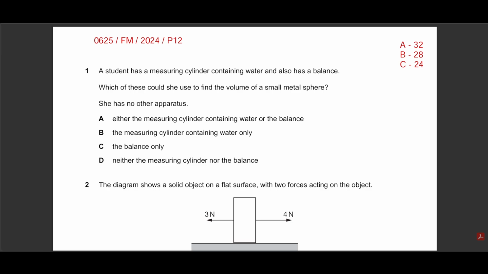0625 Physics Paper 1-2. The first question says a student has a measuring cylinder containing water and also has a balance. Which one of these should she use to find the volume of a small metal sphere? She has no other apparatus or no other choice. So either the measuring cylinder containing water only, balance only, both, or neither. Now, the beam balance, or the measuring balance as you can say, is actually used to measure mass. Since the person only wants to measure volume, we only need a measuring cylinder to do that. So that will be a very clear option B for this matter.